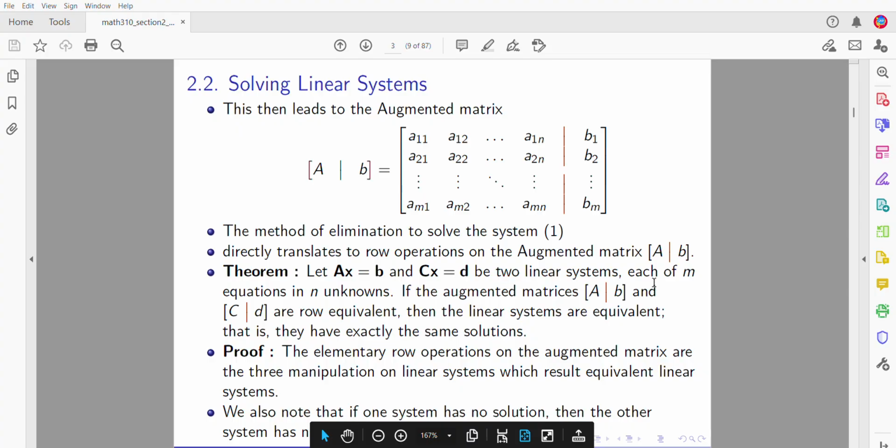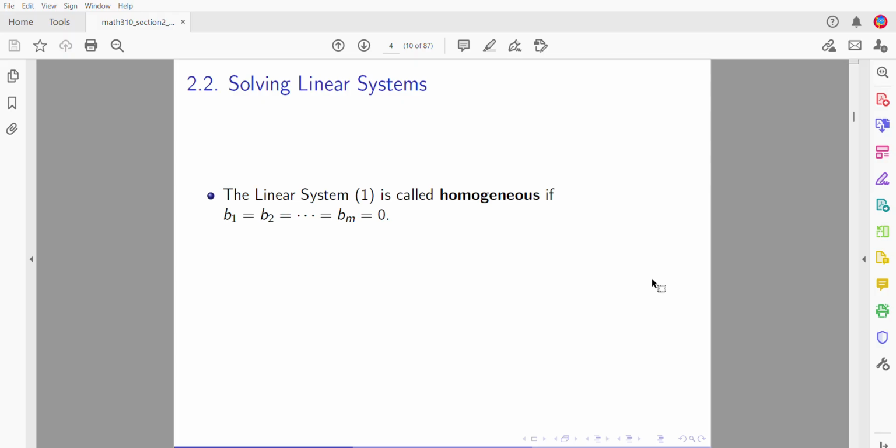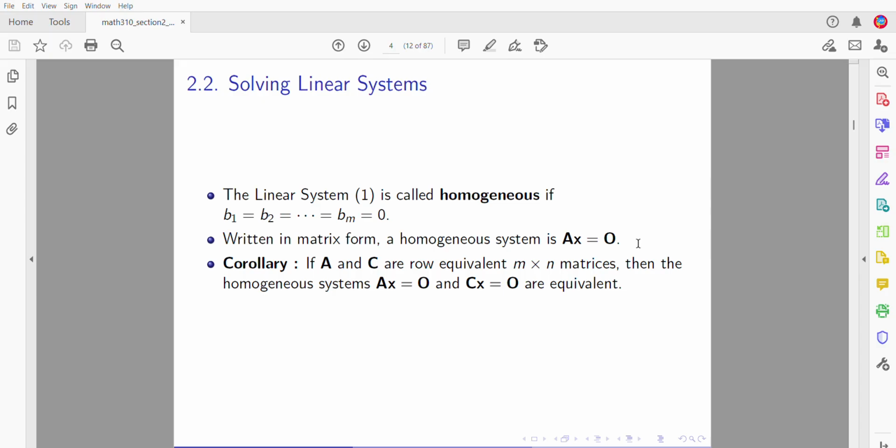Now, a system is called homogeneous if all the right-hand side numbers, the output numbers, are 0. Written in matrix form, what is a homogeneous system? AX is the 0 column. Corollary. If A and C are row equivalent m by n matrices, so these are, mind you, coefficient matrices, then the homogeneous systems AX equals 0 and CX equals 0 are equivalent.